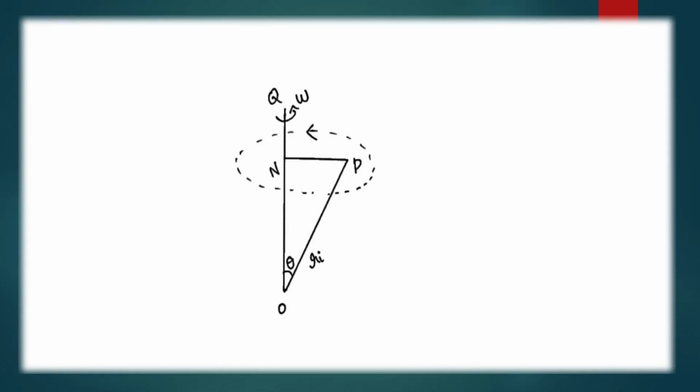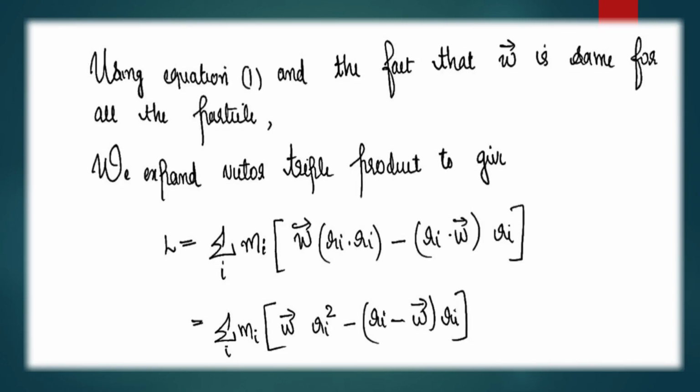In the given figure, a rigid body is rotating about the axis q with angular velocity omega, at an angle theta. By using equation 1 and the fact that omega is the same for all the particles, we expand the vector triple product to give L equals summation over i of mi into (omega vector times ri dot ri minus ri dot omega vector times ri), which is equal to summation over i of mi into (omega vector into ri square minus ri dot omega vector into ri).